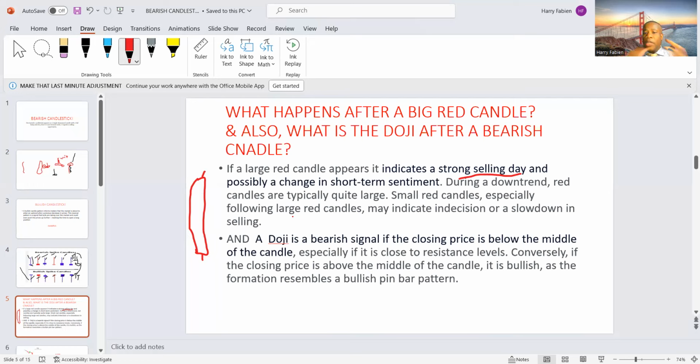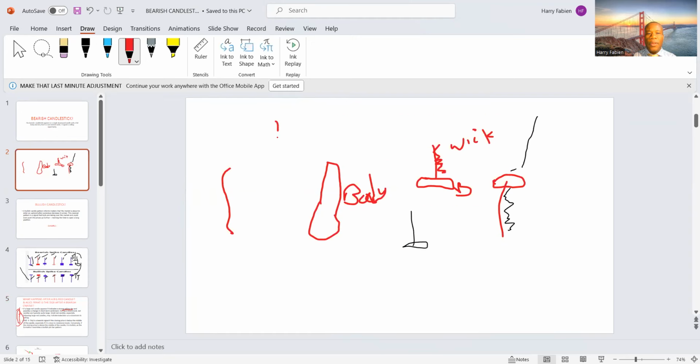During a downtrend, red candles are typically quite large, with a big body. We call that the big body. Small red candles, especially following large red candles, may indicate indecision or a slowdown. Sometimes you can see a small red candle in the middle of big red candles like this. Especially when it's followed by a big red candle, it means next time it's not going to go lower.